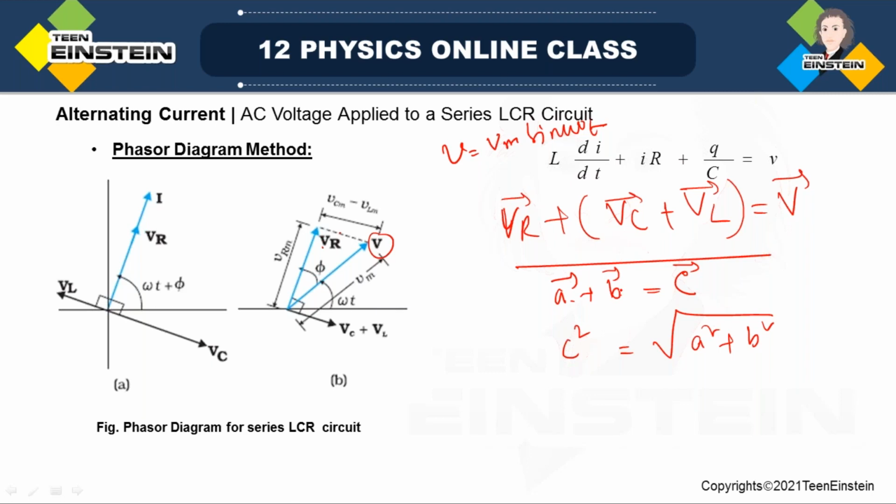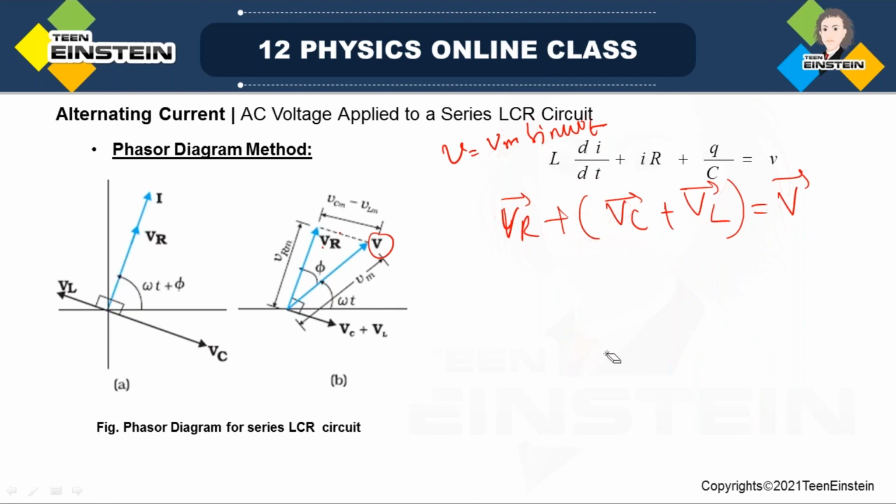Okay, so in this case, now we have to find out the resultant of this voltage. So we can write easily: Vm square is equal to Vrm square plus Vcm minus Vlm whole square. So this is what we can write.